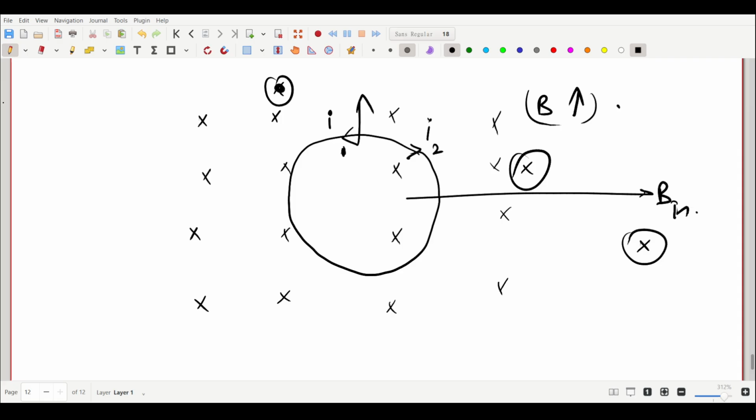And Lenz's law says current will be induced in such a way that it opposes it. So which one is opposing it, I1 or I2? I1, obviously. I1's magnetic field is outward. I2's magnetic field is inward, which is the direction of the source magnetic field. But Lenz's law says it has to oppose it. It has to be in the opposite direction. The source one is inward. The induced magnetic field should be outward. This is why I2 is wrong. Current will be induced in the I1 way only. Clear?